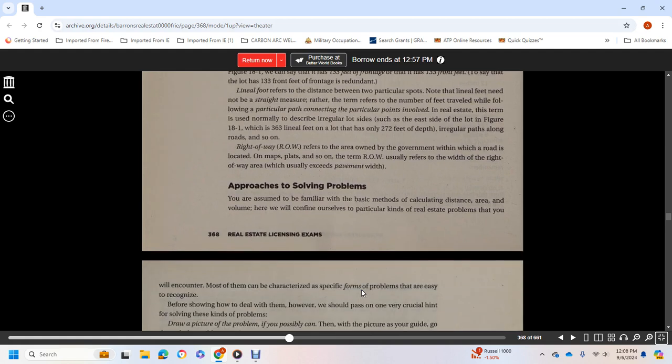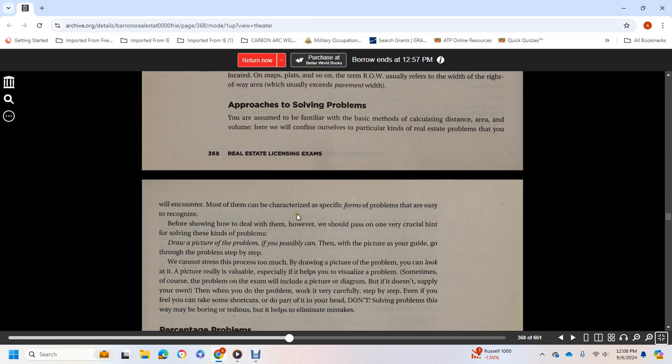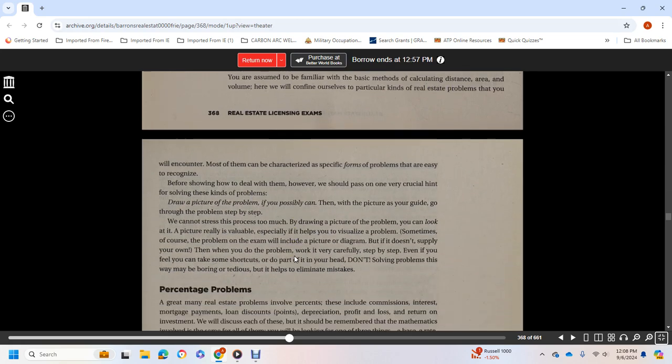Approaches to solving problems: you are assumed to be familiar with the basic methods of calculating distance, areas, and volume. We will concentrate on the particular kinds of real estate problems that you will encounter. Most of them are characterized in specific forms that are easy to recognize. Before showing how to deal with them, however, here is a critical hint for solving these kinds of problems: draw a picture of the problem if it's possible.